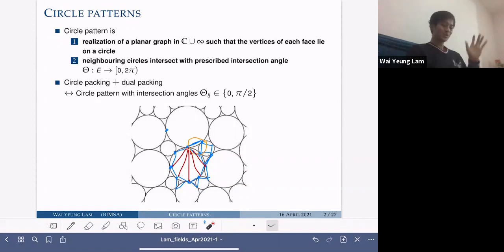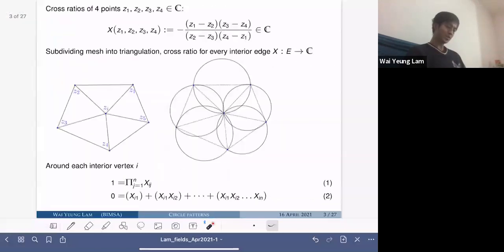So more or less, whenever I have a circle packing, by looking at this dual circle packing, I will get a circle pattern with a prescribed intersection angle, and it's always pi half. If I put in more diagonals, then I will get zero. This thing can also go backwards. If you have a circle pattern in this way, you can separate it into two parts, the circle packing and the dual packing, so you don't lose anything. That's what I mean by a circle pattern. It might be different from what you heard in the last few days; it is a little bit different from the talk by Jie Zhou. Okay, so this is a circle pattern for me.